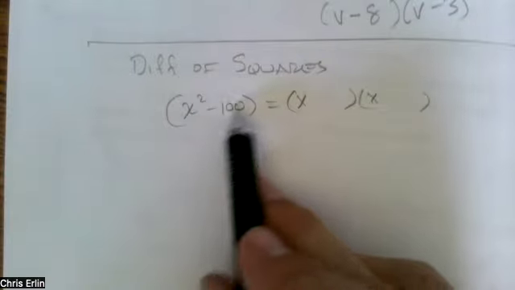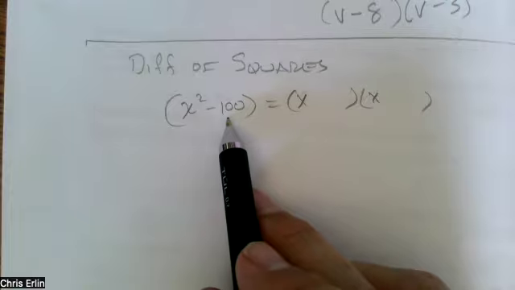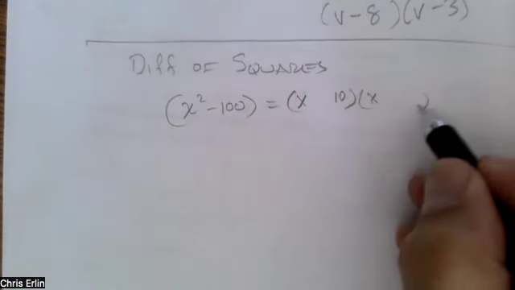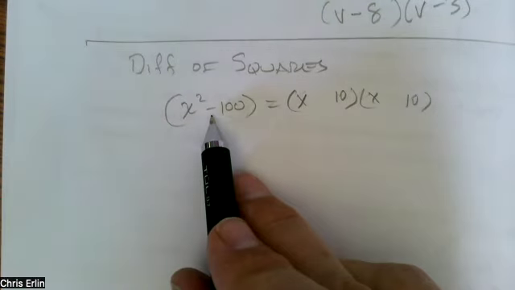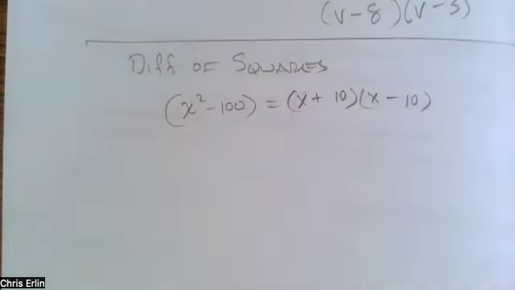Is 100 a perfect square? It is. What's the square root of 100? 10. So I'm going to put 10 and 10. And this is the difference of squares. Subtraction, difference. Therefore, I'm going to have one plus and one minus. We will use difference of squares a ridiculous amount in this class. Get comfortable with this. Use this whenever you can.